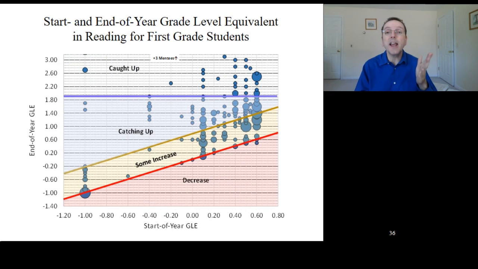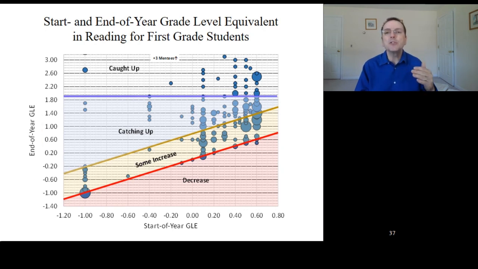Here's another example from that project where we looked at an intervention targeting struggling first through third grade readers. This one just looks at first grade readers. Notice it includes several types of information. It tells you the student's grade level in reading at the start of the year, as well as their grade level in reading at the end of the year.